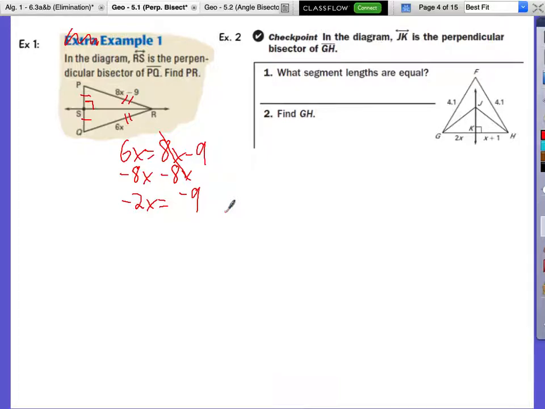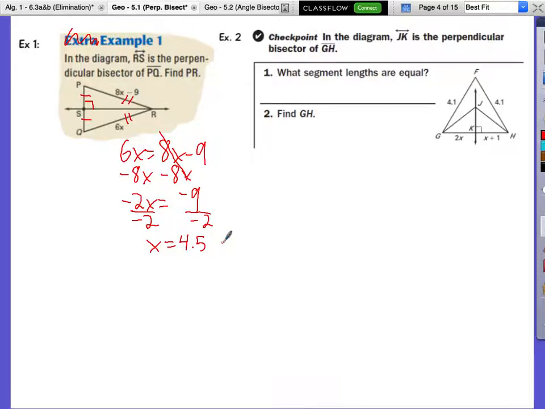How would we solve now? What if we divide by 9? We want to divide by negative 2 actually. We're going to divide, but think about this. What are we trying to get by itself? We're trying to get x by itself. We will end up getting a decimal. We'll get x is equal to 4.5, right?